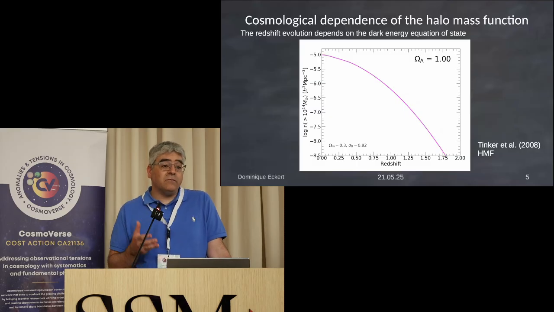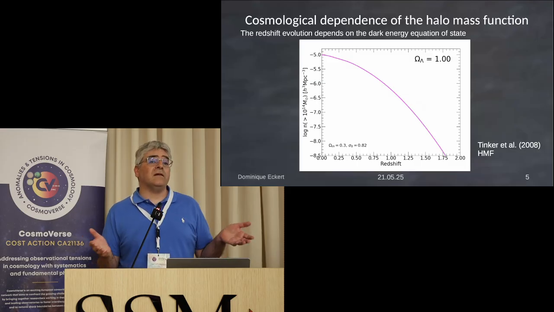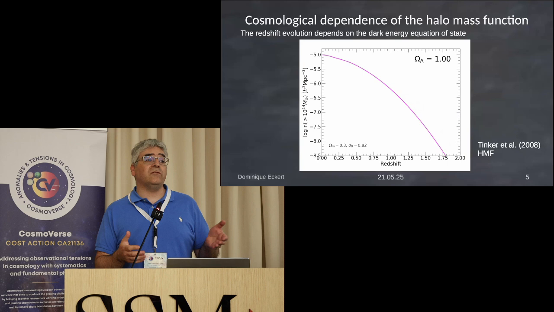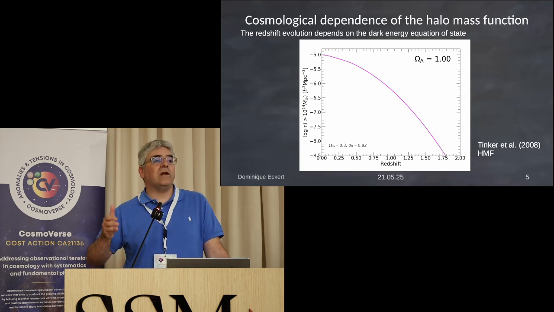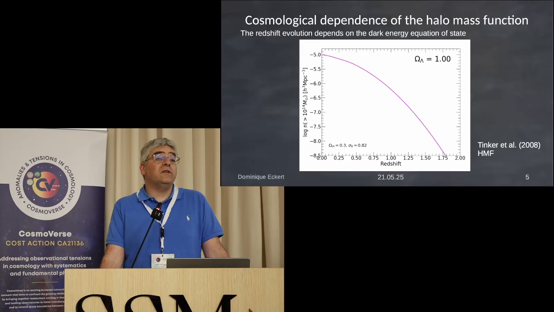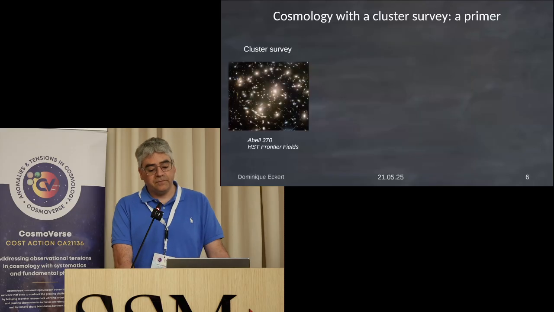So it means that by constraining this halo mass function and its redshift evolution, we can get both to understanding the overall amount of matter that we have today and also understanding sigma 8, because the more clumpy the universe, the more clusters we generate. And then if we are also able to determine the evolution of this halo mass function, then we can constrain dark energy as well.